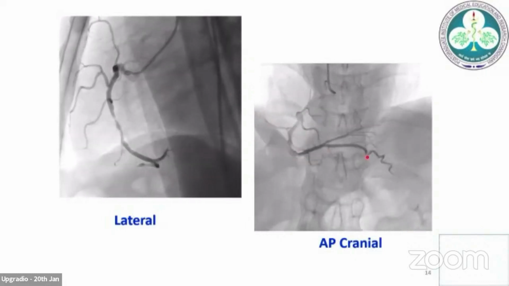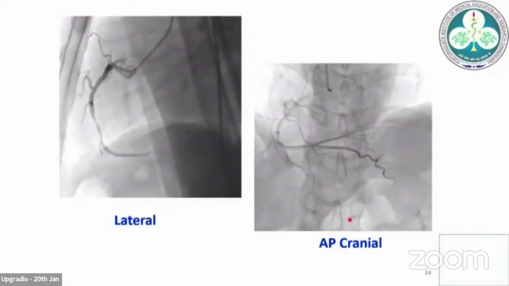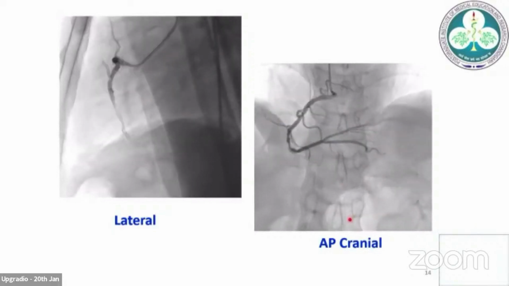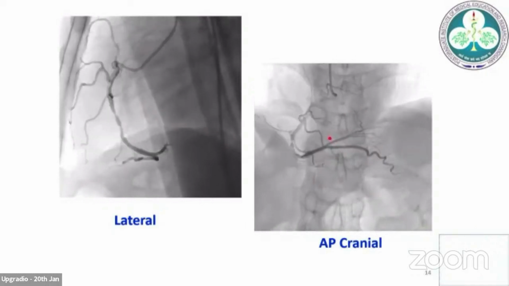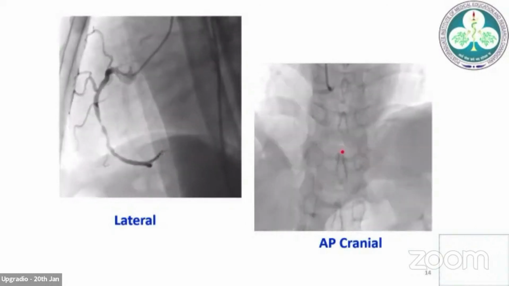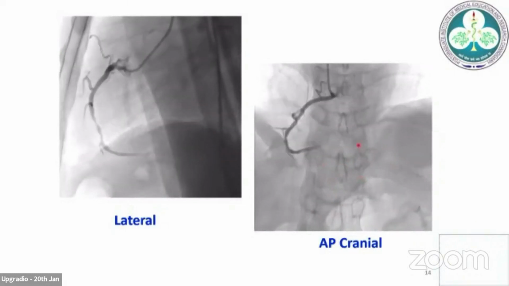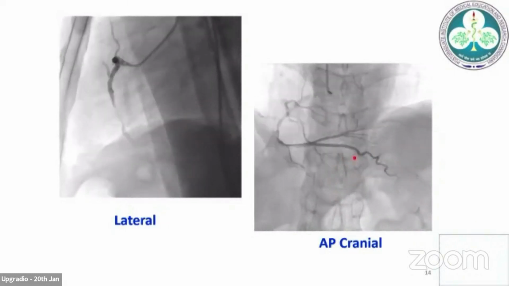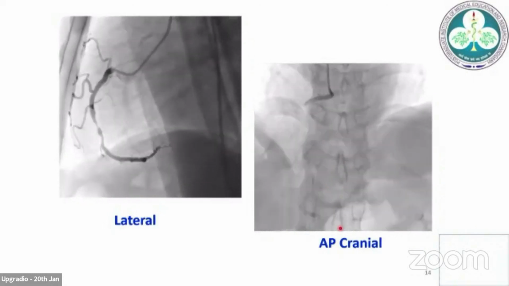This is the AP cranial view, where you can very well differentiate the PD and PLV nicely for the right coronary artery. Whenever one is going ahead for bifurcation stenting at the distal part of the RCA and PDPLV, this is the view which is helpful to have a good delineation of these two branches and have a successful intervention.